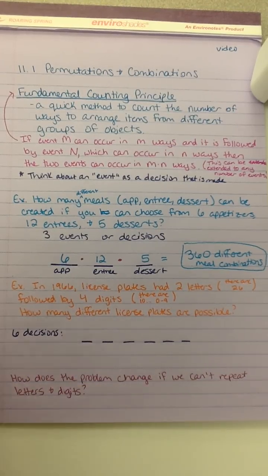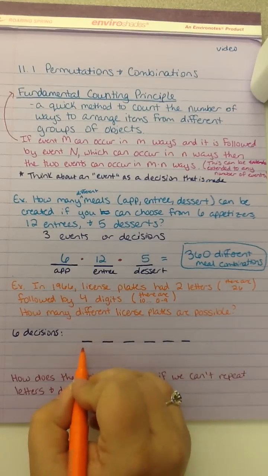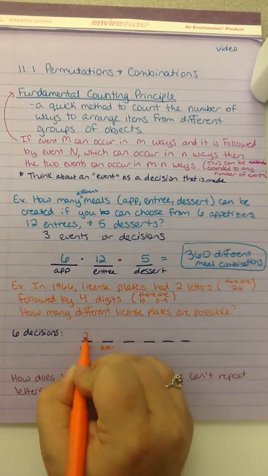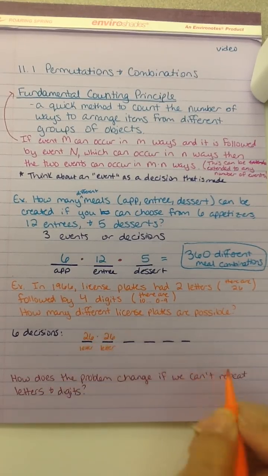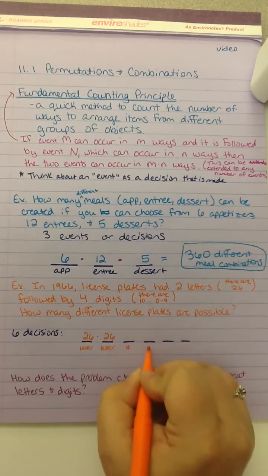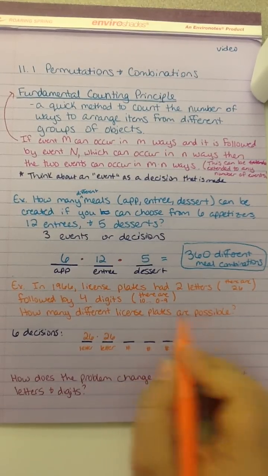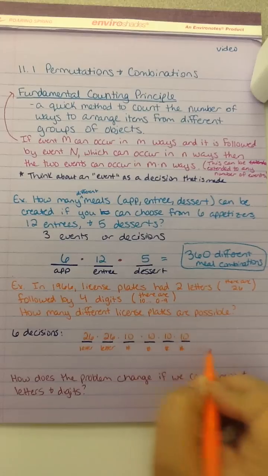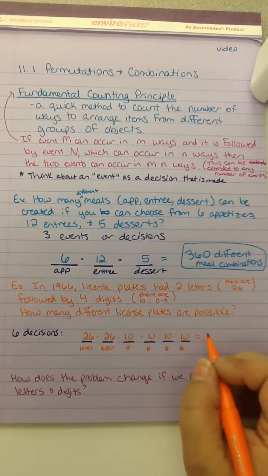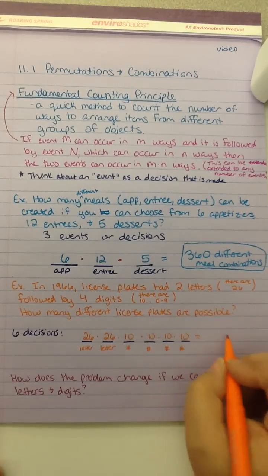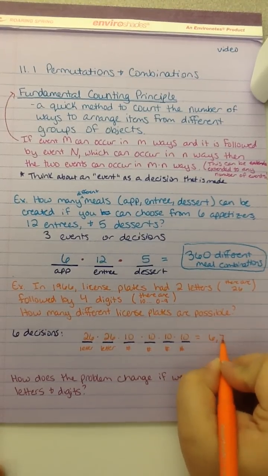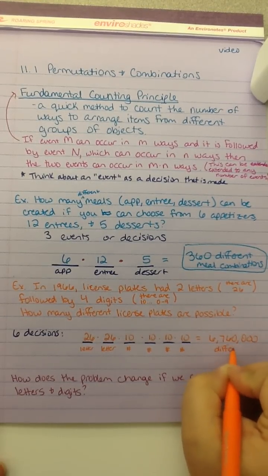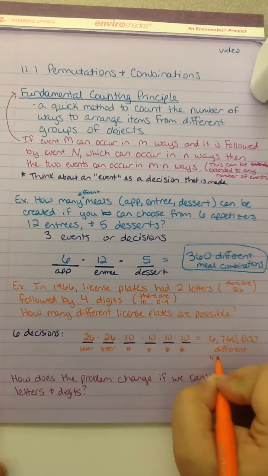So how many are possible for the first one? The first 2 are going to be letters. There are 26 possible. Then the next 4 are going to be numbers, and there are 10 possible. So when we do that math, we get 6,760,000 different license plates.